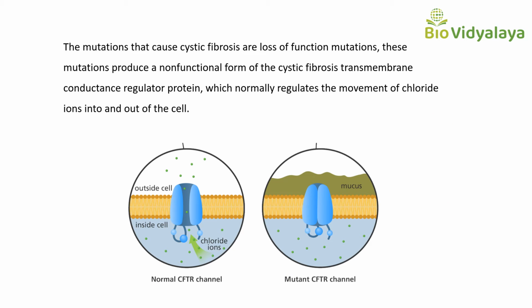So this cystic fibrosis will inherit in an autosomal recessive manner, and we can represent an affected person as homozygous recessive, a carrier person as heterozygous, and a normal person as homozygous dominant. Okay.